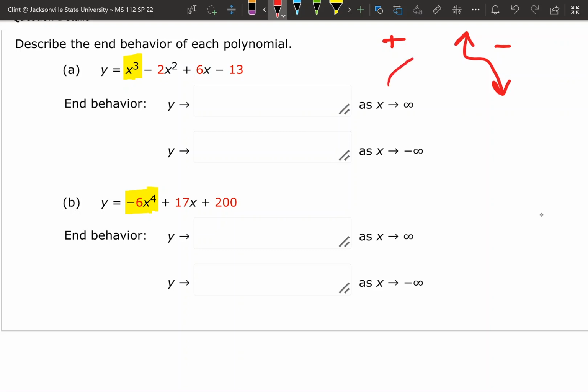Okay. So on part A, we have a positive leading coefficient, that's a 1, and an odd exponent. So as our x values are going to the right, our y values are going to be going up, so that's infinity. And then as our x values are going to the left, our y values are going to be going down, so that's negative infinity.